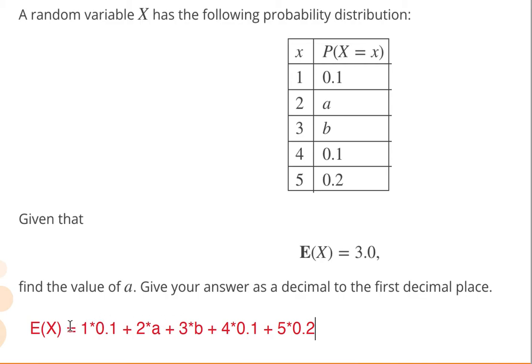You can't solve, though, because look, if you were to replace the expected value with 3.0, there's two variables in one equation. So we can't solve right now. But we can go back and use another fact.